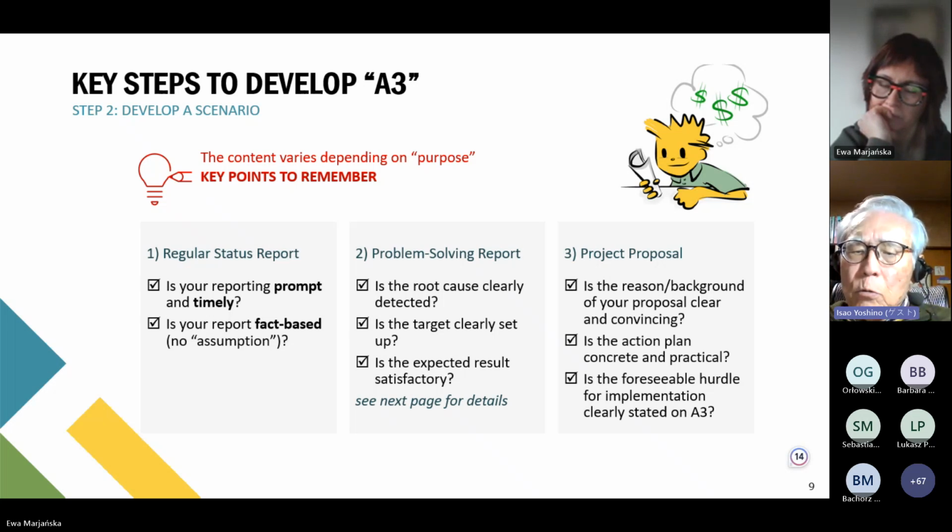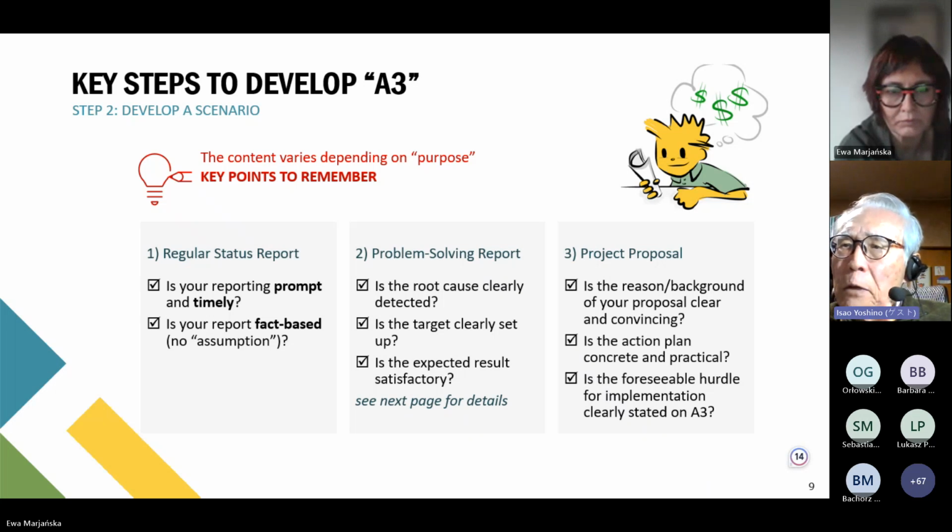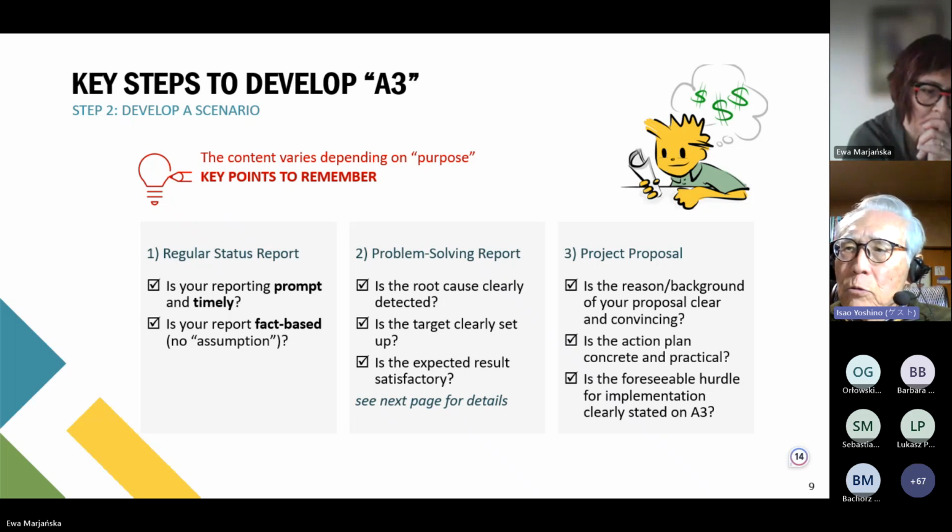So there are 3 or 4 purposes. Maybe 1, 2, 3: the regular status report, and problem solving second. Number 3 is project proposal. One more thing is status reporting. Status reporting is when you have some regular meeting, not every week, but maybe every 3 months, you get together and the big boss would like to know the status of the project you started three months ago. So status report is also another purpose of this A3.